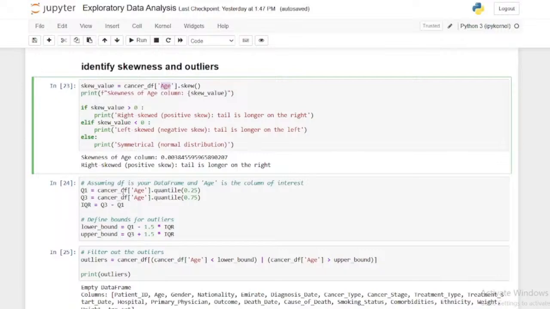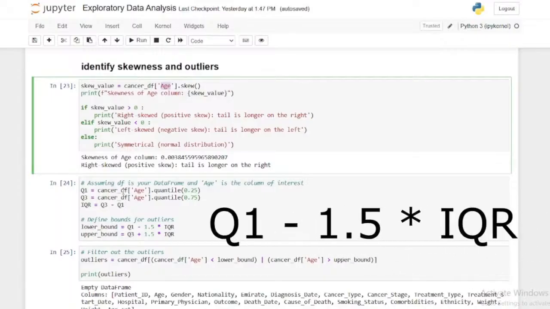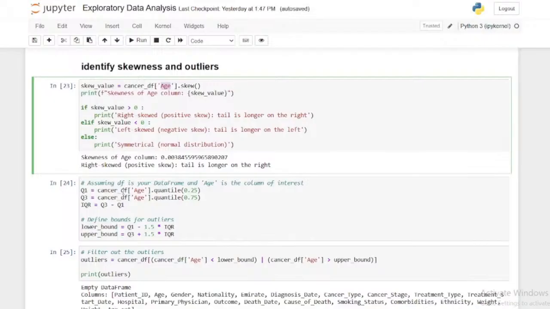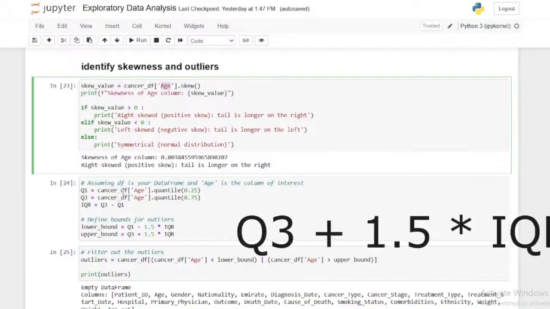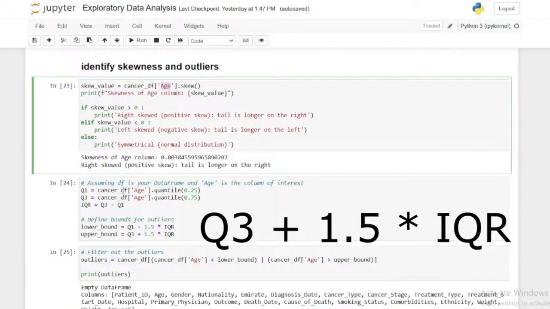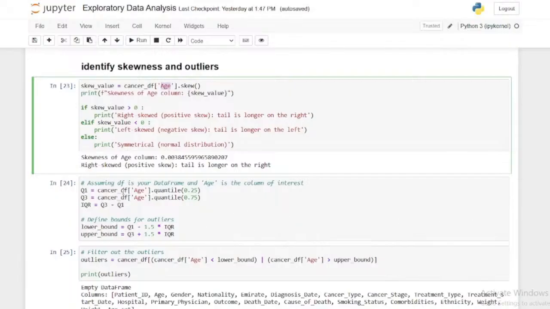So those are outliers, right? To get outliers, the lower bound is Q1 minus 1.5 times IQR, while your upper bound is Q3 plus 1.5 times IQR. So how do you get your Q1? Your Q1 is your first quantile.